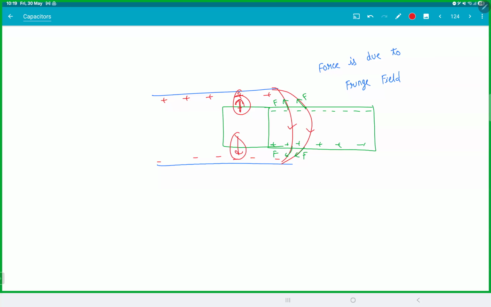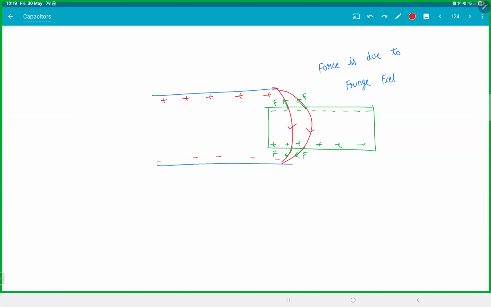If the slab is entered inside, the field becomes parallel, isn't it? These negative charges will attract upward and these positive charges will attract downward. These forces will cancel off. So the force is coming only due to the fringe field, isn't it? And the fringe field region is always constant. That's why you're always getting a constant force of attraction inward.